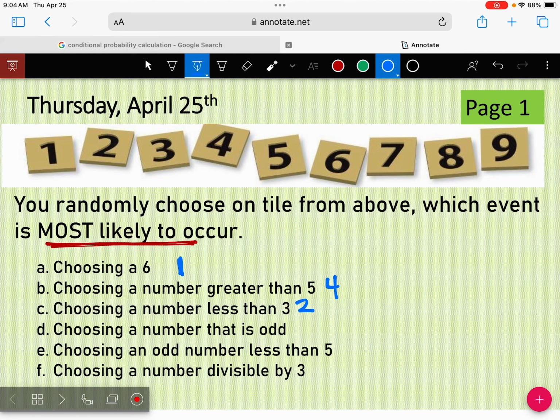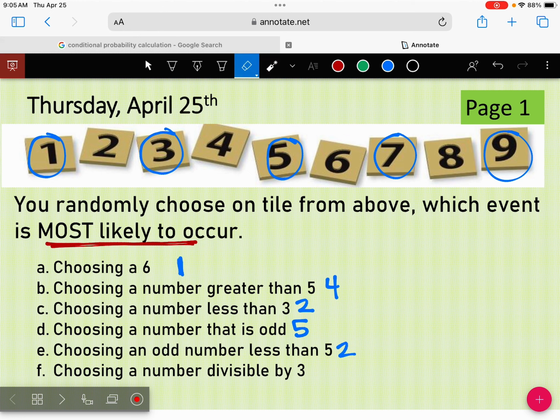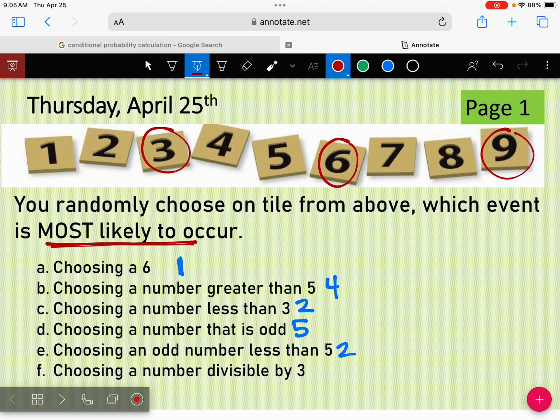How many are odd? 1, 3, 5, 7, 9. They're all odd, so that would be 5. How many of those odd numbers that I circled are less than 5? 2. Let's put 2 there. And how many of these numbers can be divided by 3? Yeah, so the numbers that can be divided by 3 are 3, 6, and 9.